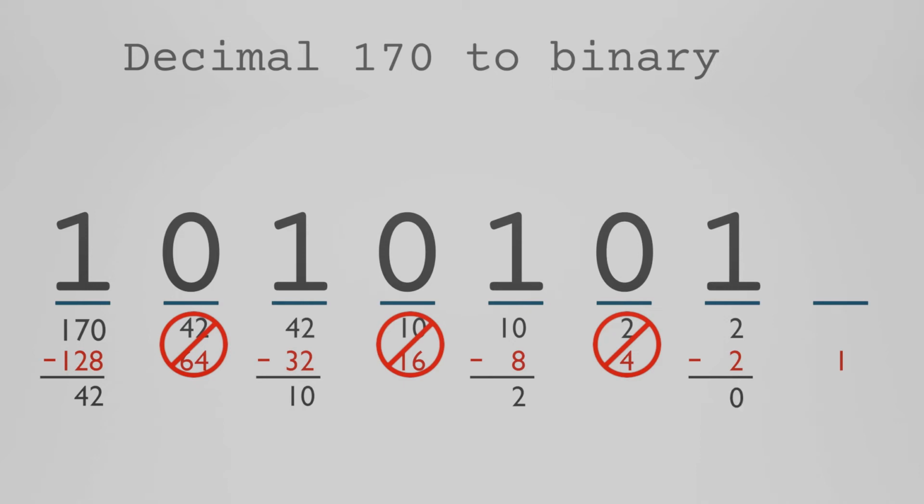If you get to 0 before you get to the last position, you just change everything that's left to binary 0. Now you have the number 10101010 as the result.